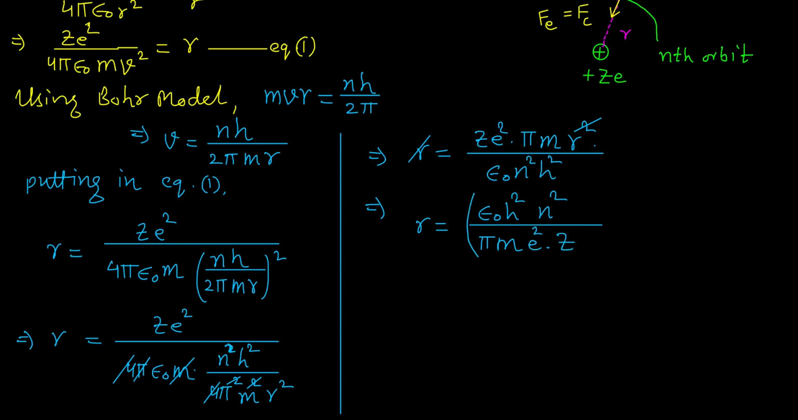So this whole thing here is constant, so we can write here r is proportional to n square divided by z. This is a very important result, you should remember it.